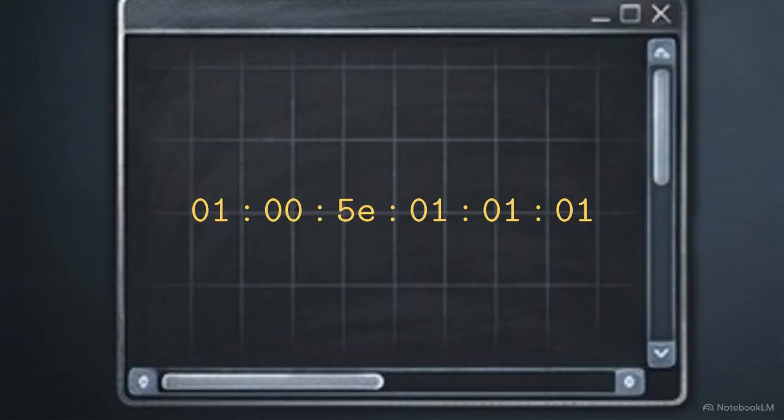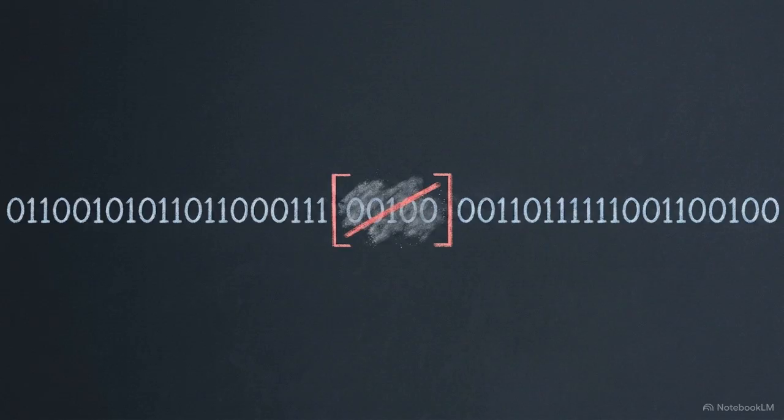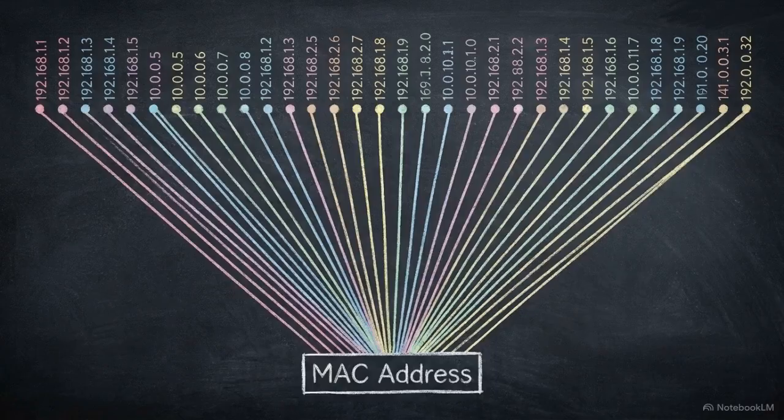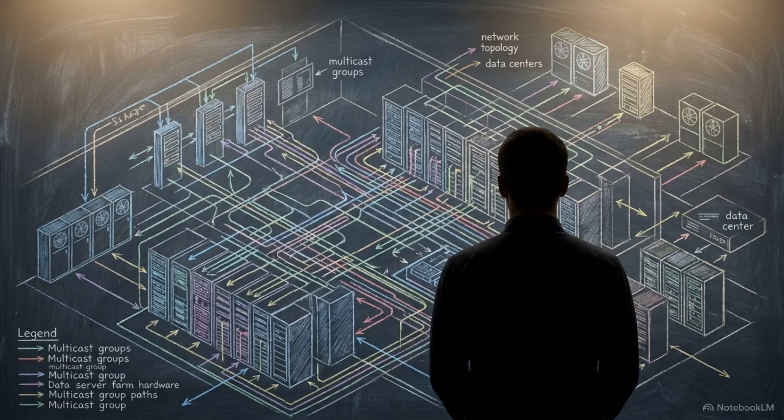01005E 010101. This loss of 5 bits of data means the mapping is not unique. 32 entirely different multicast IPs will all map to this exact same Layer 2 MAC address. This overlap requires network engineers to meticulously plan group assignments to avoid unintentional traffic flooding in high-density environments.